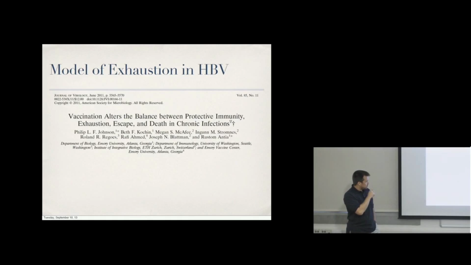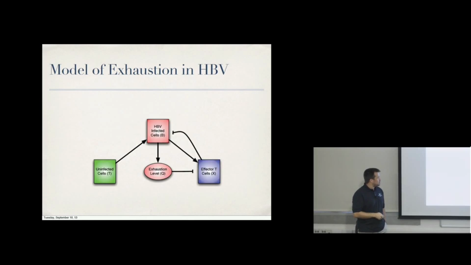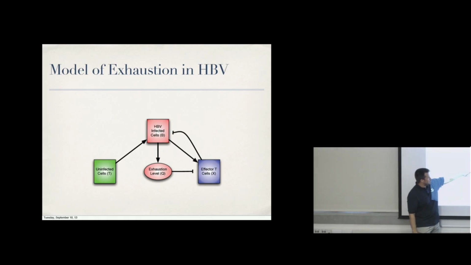We started with the model that was originally developed for vaccination. But this is the basic idea. It's a pretty heuristic model. You have uninfected cells that become infected. And the presence of these infected cells leads to two things. One is that it elicits an effector T cell response, so an immune response, which then suppresses these guys.